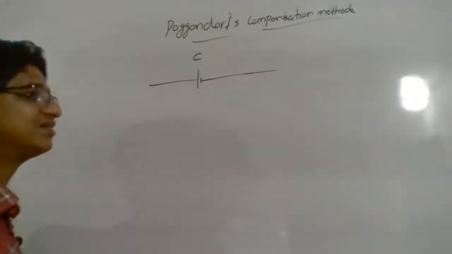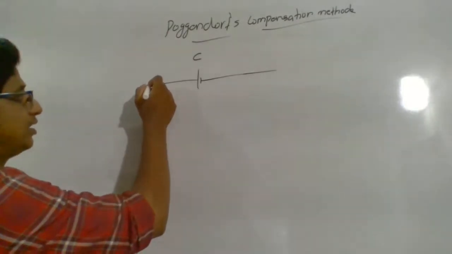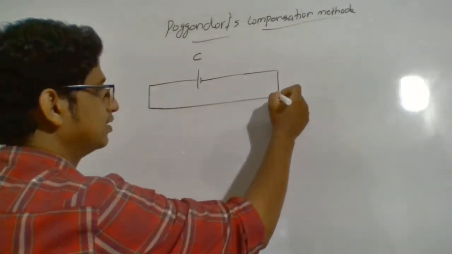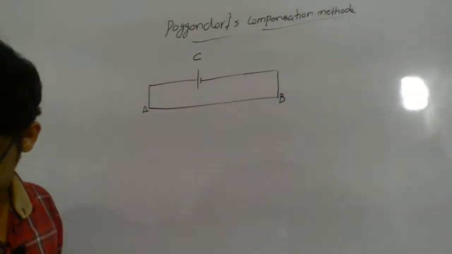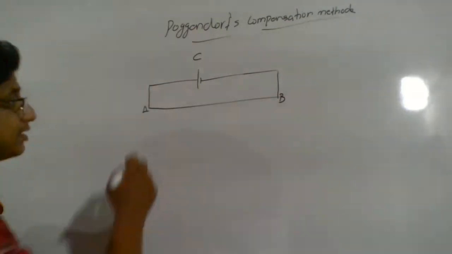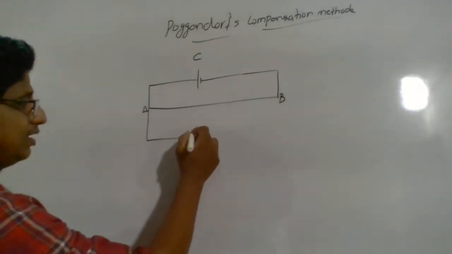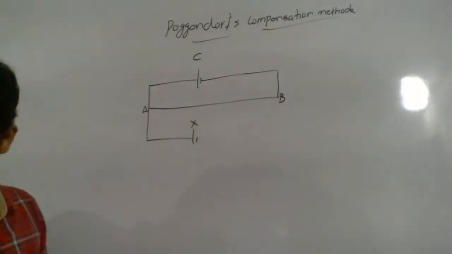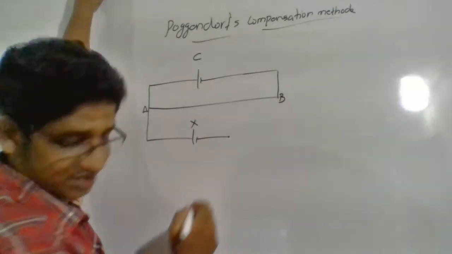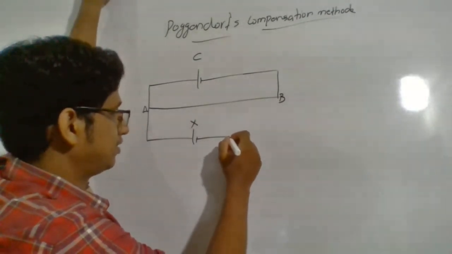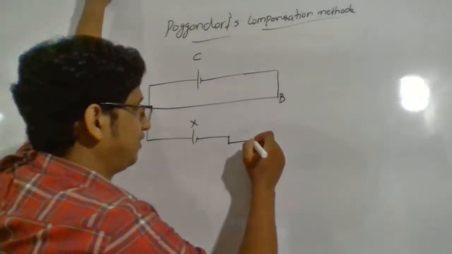So we want to measure the EMF of a cell, and the best method is the potentiometric method, and it consists of a long wire, let it be AB. A is connected to the unknown cell, let it be X, and that is connected to the galvanometer, which helps to detect the electrical deflection.